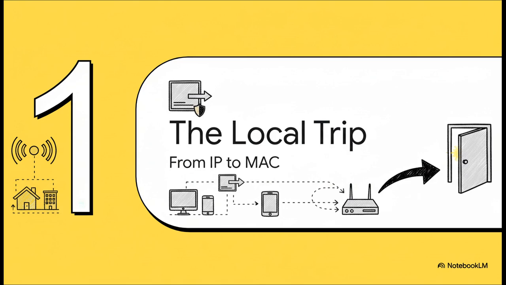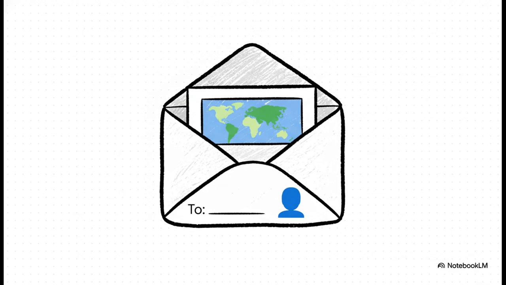All right, so the very first part of our packet's journey is actually a really short one. It all happens right there, inside your local network. You know, your home Wi-Fi, the office network, whatever. Before this packet can even dream about hitting the open internet, it has to find the right door to leave through. Now, every single device on a network has two different kinds of addresses.